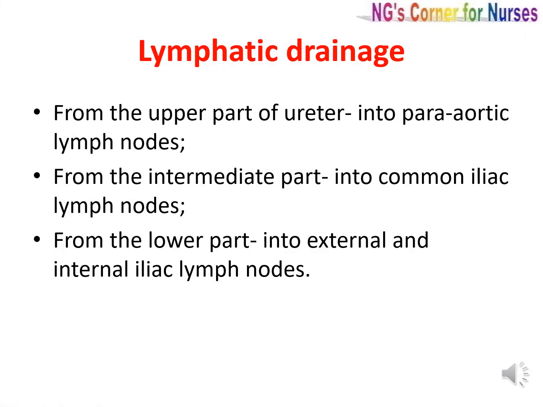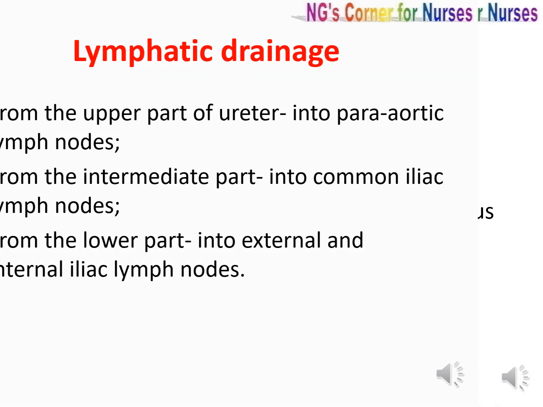Next, lymphatic drainage: from the upper part of the ureter into the para-aortic lymph nodes, from the intermediate part into the common iliac lymph nodes, and from the lower part into the external and internal iliac lymph nodes.